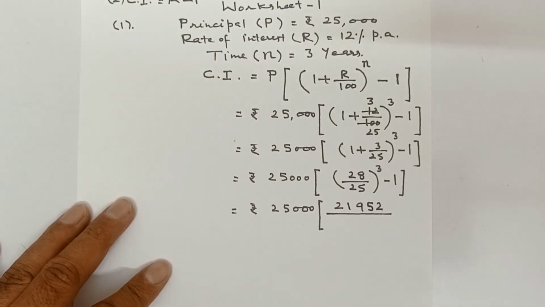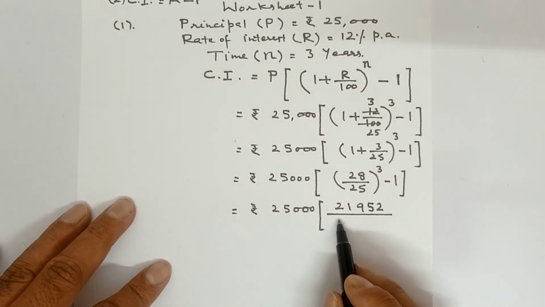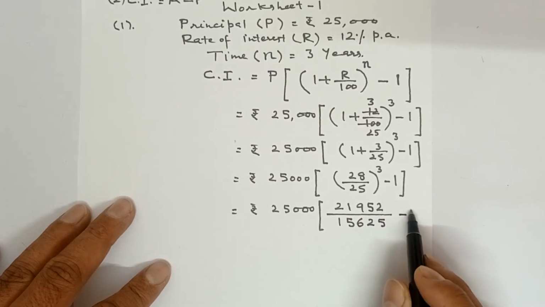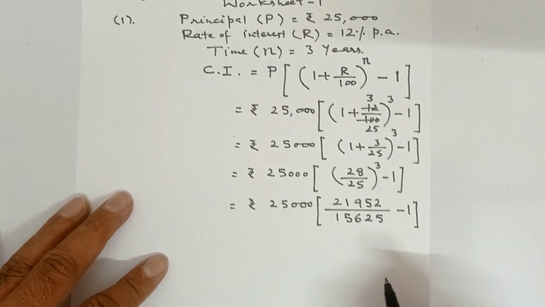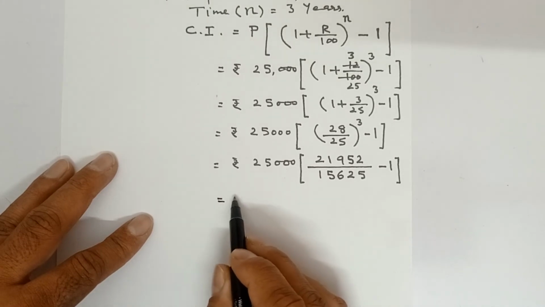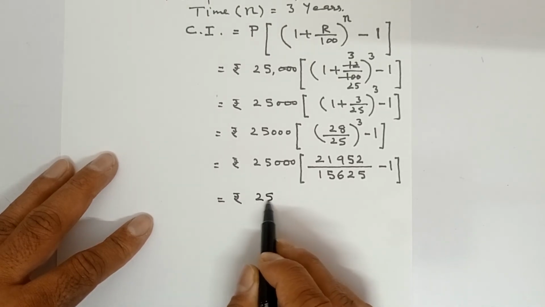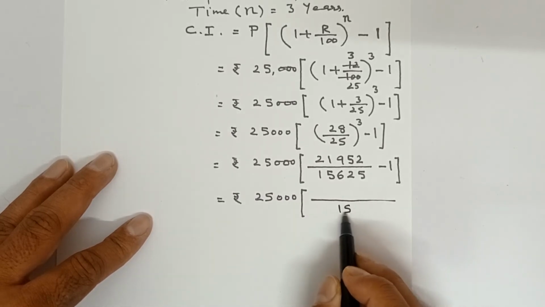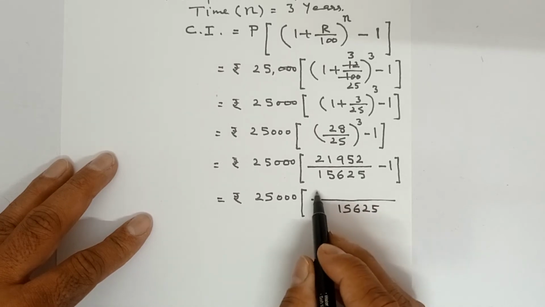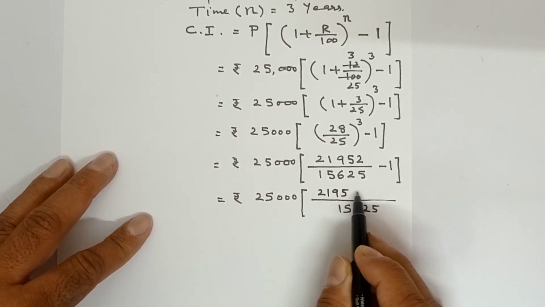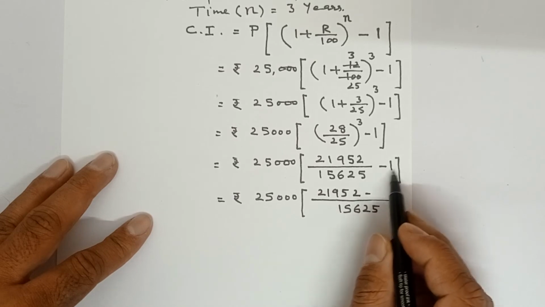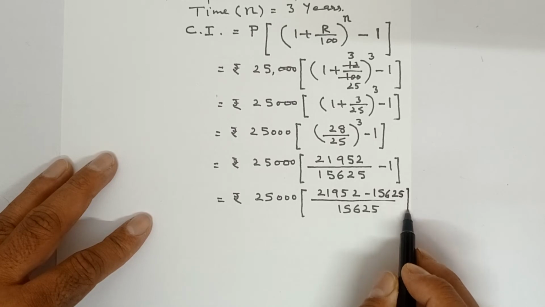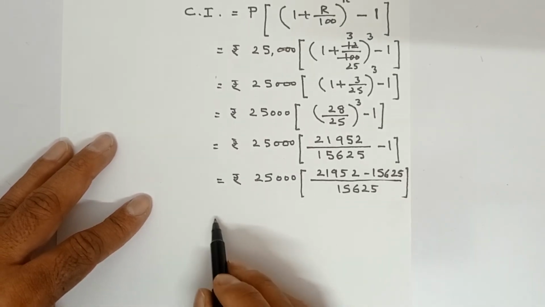So 25 25s are 625. 625 into 25 is 15,625, minus 1. Calculations should be done with perfection, carefully. Rupees 25,000. Here LCM will be 15,625. So here 21,952 minus 15,625 into 1, it is 15,625. Square bracket closed.